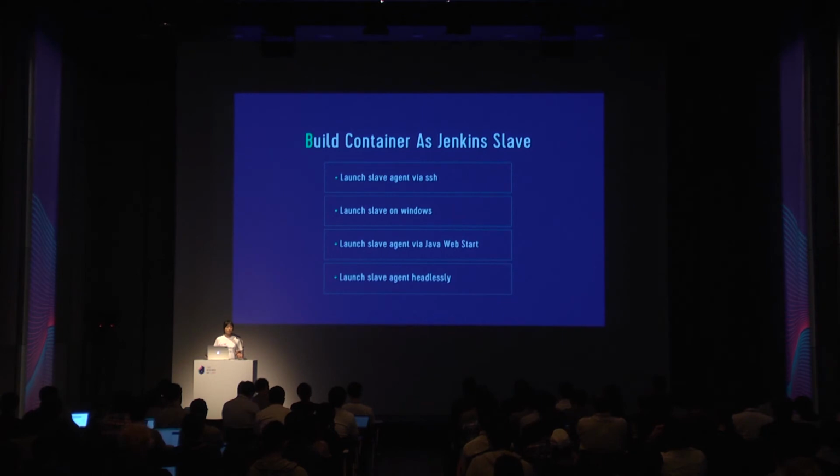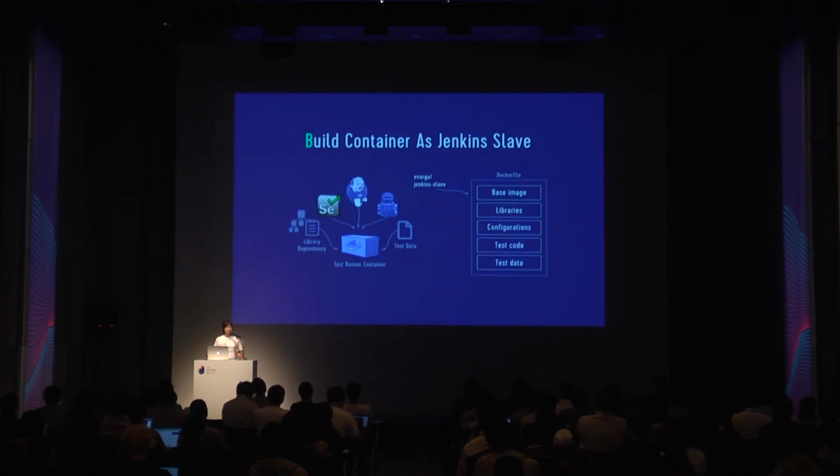Furthermore, you can build your test runner container as a Jenkins slave. Since there are several ways to launch a slave agent from the Jenkins master, you can install the daemon or process in the test runner container according to the method you use. For example, if you want to launch the slave agent through the SSH protocol, you can install the SSH daemon in the test runner container, or you can build with the base image.